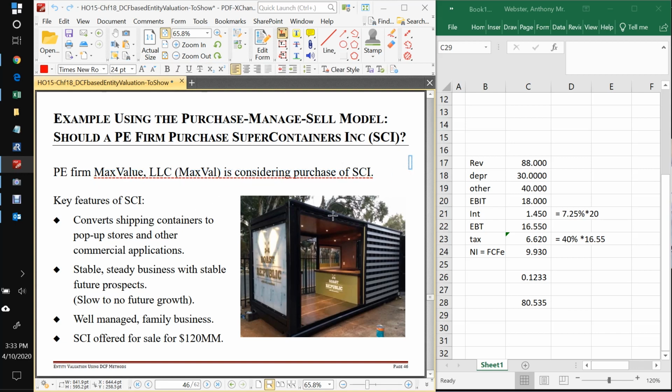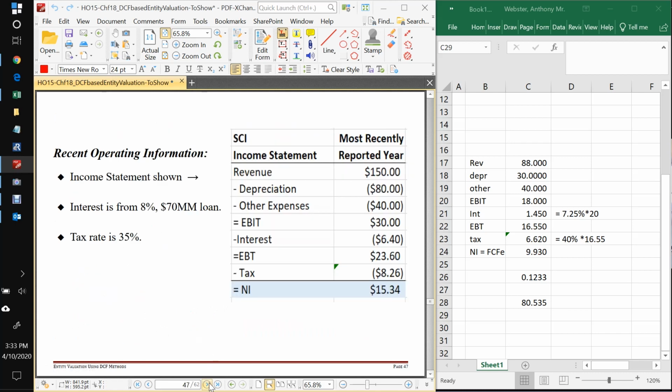It takes shipping containers. You might recognize this as formerly a shipping container. It converts them into pop-up stores and other commercial types of applications. This is a pretty stable business with stable future prospects, so slow to no future growth. It's again a well-managed family business, and it's offered for sale for $120 million.